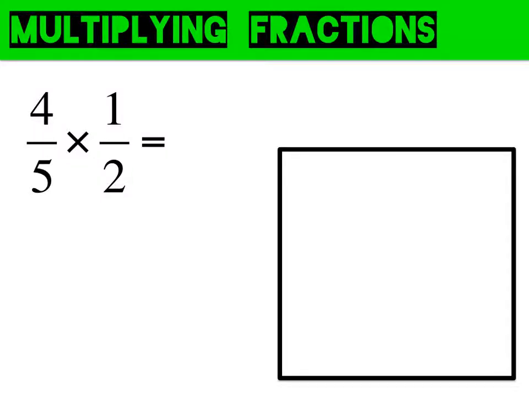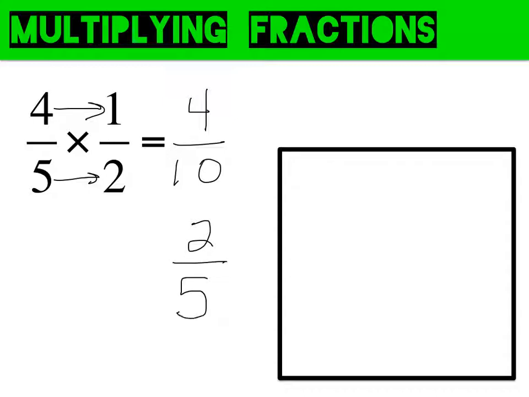So in this edition of Mr. Peterson Presents, we're going to be talking about how we can multiply fractions. In our first problem, we're given 4/5 times 1/2. If we just follow the simple algorithm, all we're going to do is multiply our numerators together and our denominators together. So 4 times 1 is 4, and 5 times 2 is 10, and it gives us an answer of 4/10. If we simplify that, we get 2/5.